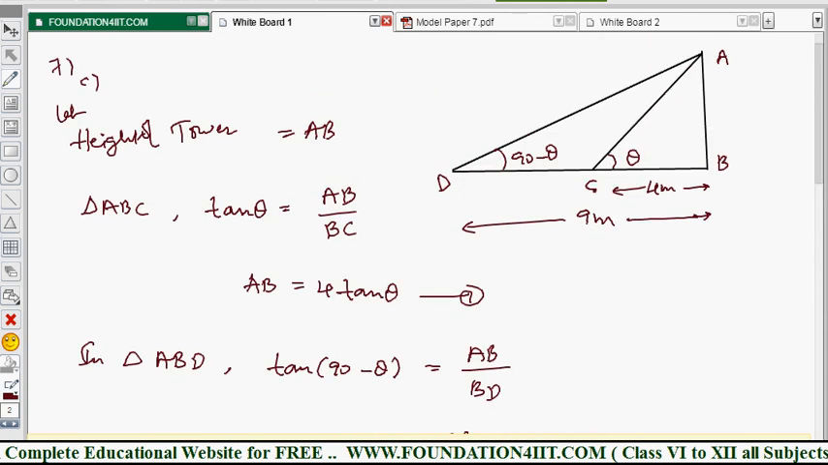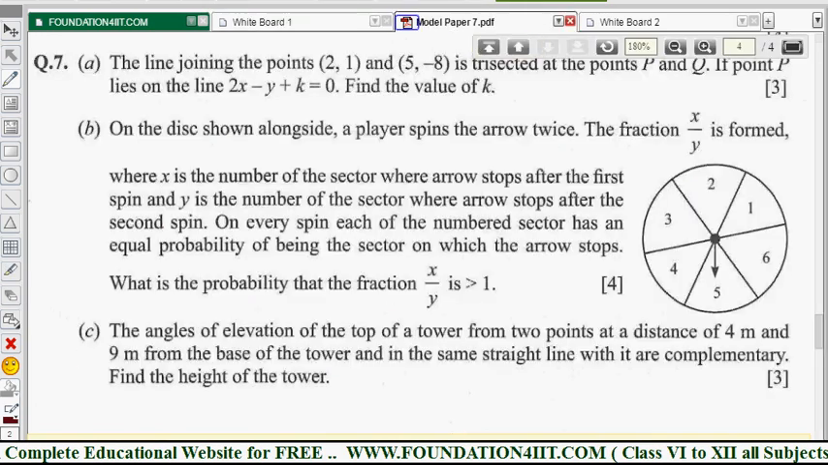If you draw a diagram carefully, you can do it easily from the question. Now this is the 7th one. Let us see the next question now.